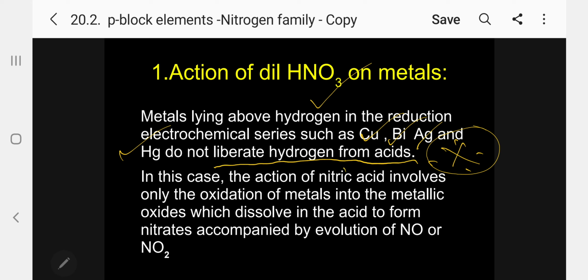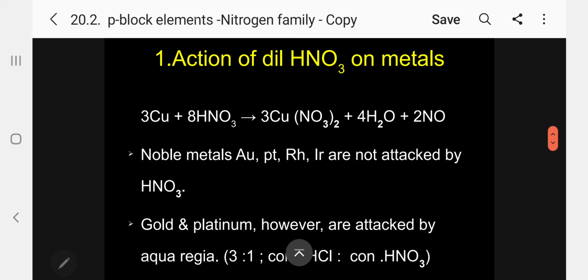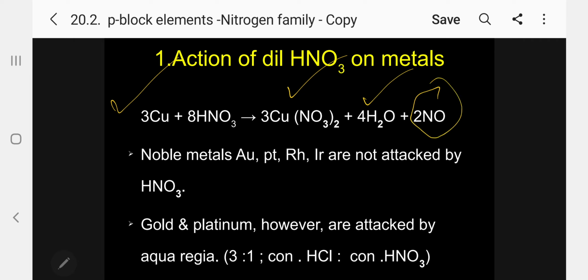In this case, the action of nitric acid involves only oxidation of metals into metallic oxides, which dissolve in acid to form nitrates accompanied by evolution of NO or NO2. Please follow. This is the main difference based on the nature of the metal. Let me give you an example. 3 moles of copper with 8 moles of dilute nitric acid gives 3 moles of copper nitrate, 4H2O and 2NO.